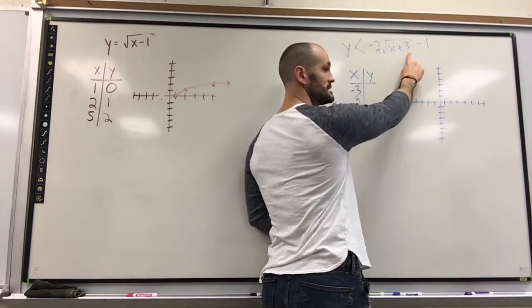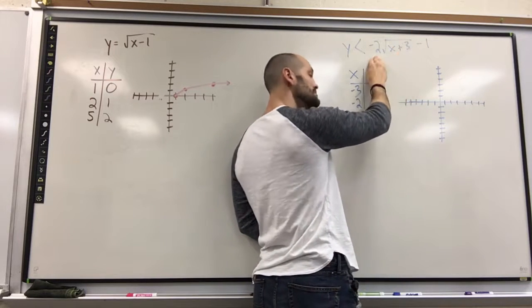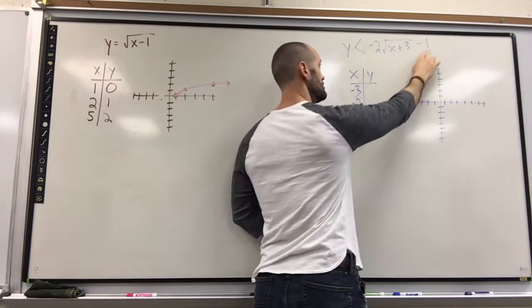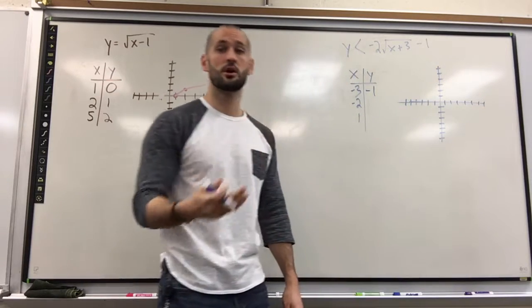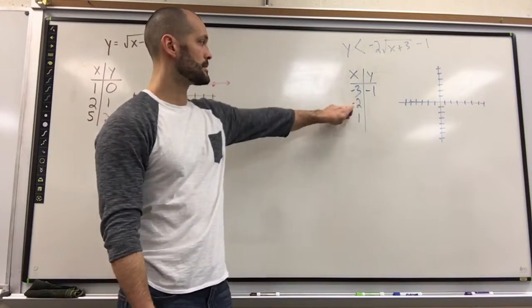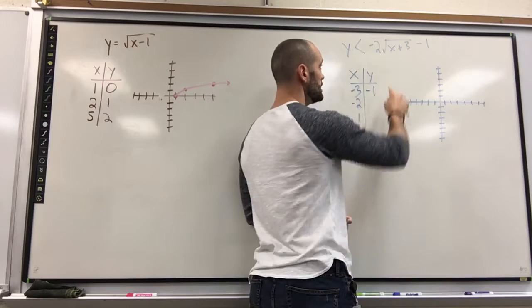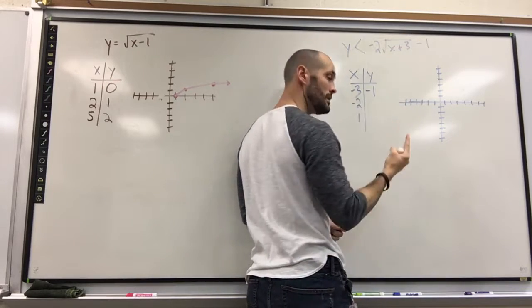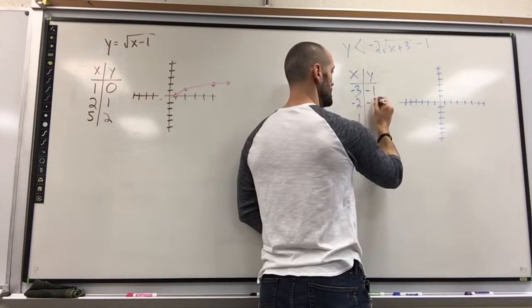Negative 3 plus 3 is 0. Square root of 0 is 0. Times negative 2, 0, minus 1, we get a negative 1. So that's where I'm starting, or our vertex. Plug negative 2. Negative 2 plus 3, 1. Square root of 1, 1. Times negative 2, negative 2, minus 1, negative 3.